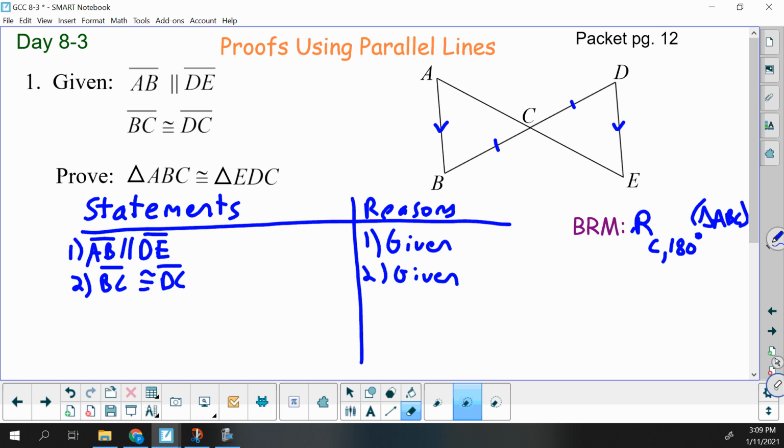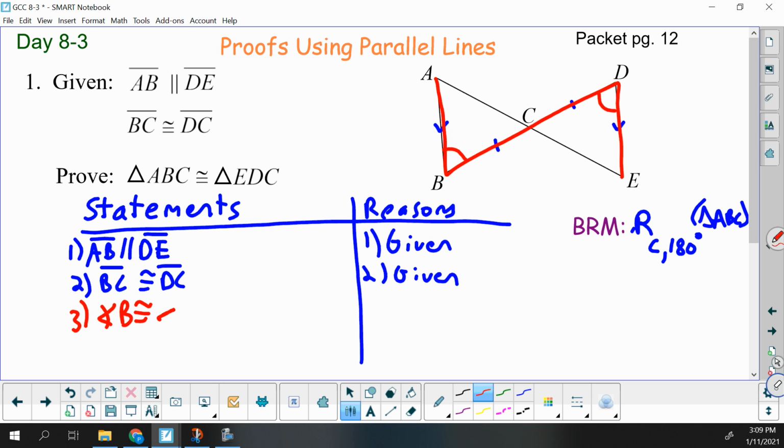So from parallel, we can use our alternate interior angles. Alternate interior angles, we want to look for a zigzag. If we made a zigzag going this way, our alternate interior angles would be here and here. So we're going to be able to say in step 3 that angle B is congruent to angle D. But we could also do our zigzag going the other way. We could go like this. Now the flat parts of your zigzag should be along the parallel lines. So doing the zigzag going that way, that would give us angle A is congruent to angle E.